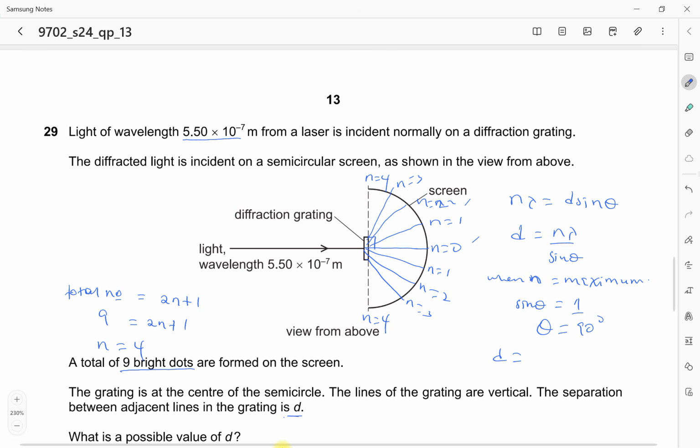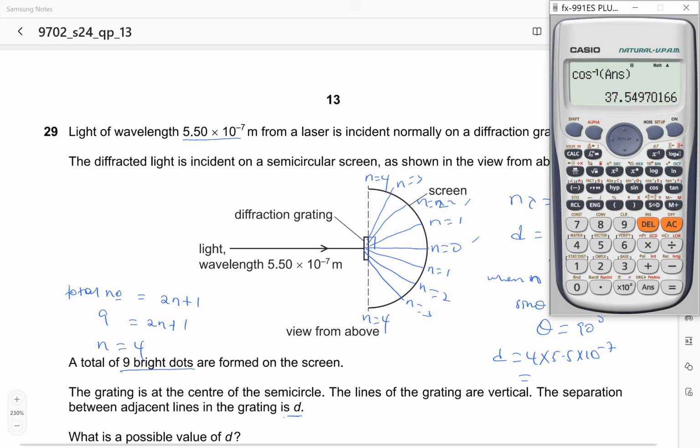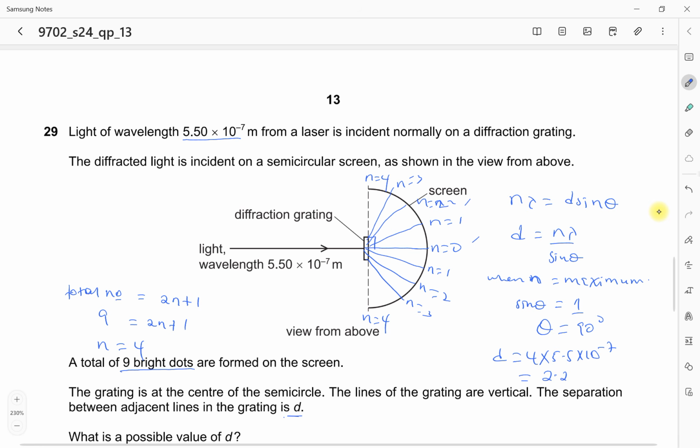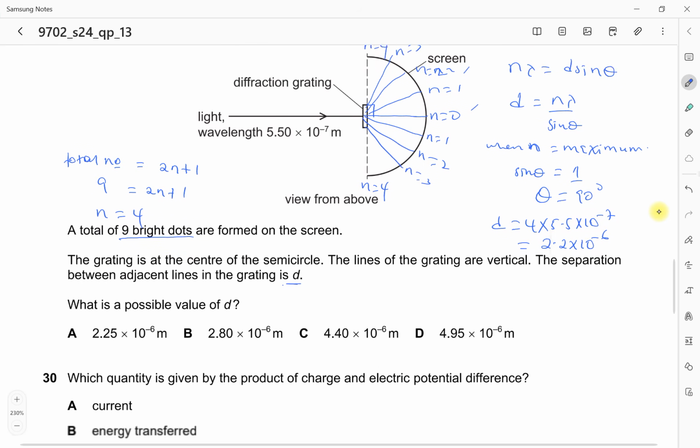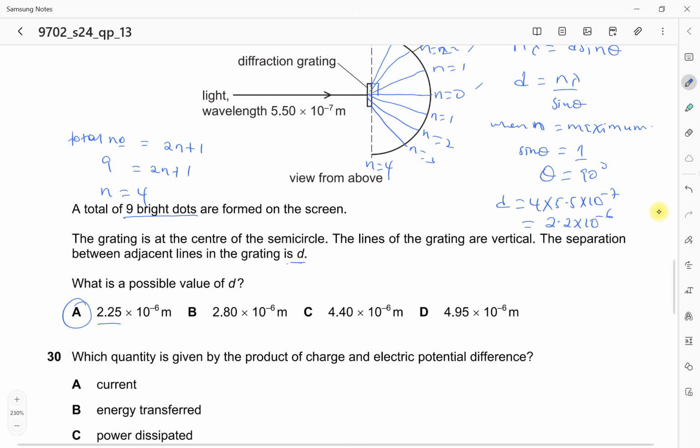So it means d is going to be equal to 4 times the wavelength, which is 5.5 times 10 to the power of minus 7, which is 2.2 times 10 to the power of minus 6. So the answer is going to be A. Of course, A is 2.25. Remember, n must be a whole number, so you always round off. And when you round off, it affects the value of d if we are moving backwards. But this is the answer which is closest, so the answer is going to be A.